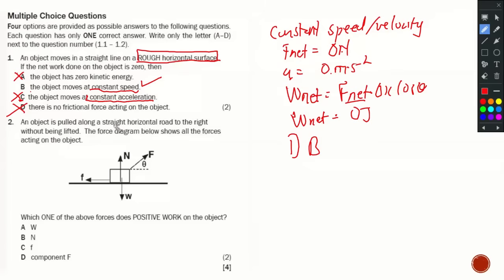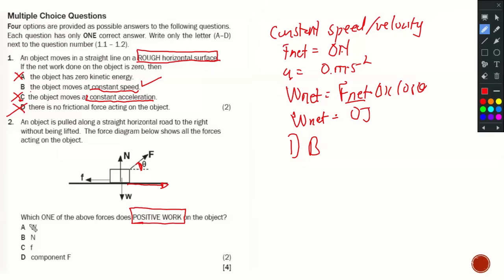An object is pulled along a straight horizontal road to the right without being lifted. So that means it's moving horizontally, even though the force is being applied at an angle. This is being pulled at an angle. The object is still moving horizontally, right? So the force diagram below shows all the forces acting on the object. Which one of the above forces does positive work? Positive work on the object.